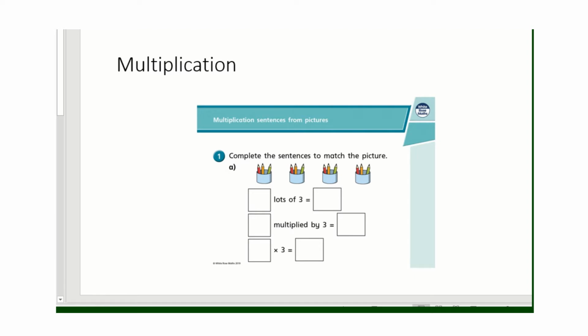We have got 4 pots of crayons with 3 in each. So that would be 4 lots of 3 equals. And we can count in threes, can't we? 3, 6, 9, 12. 4 lots of 3. 4 multiplied, that's the word, 4 multiplied by 3 equals 12. 4 times 3 equals 12.